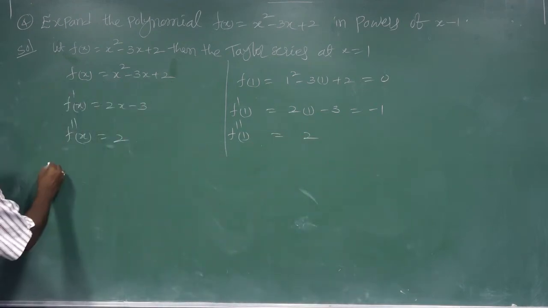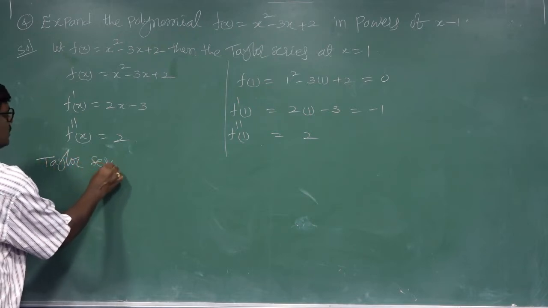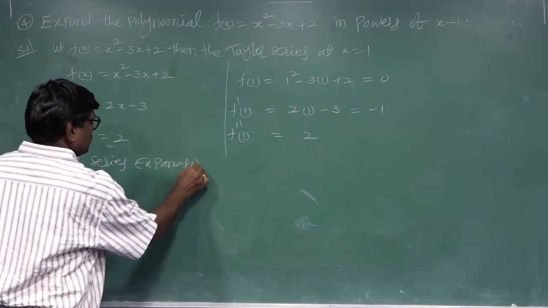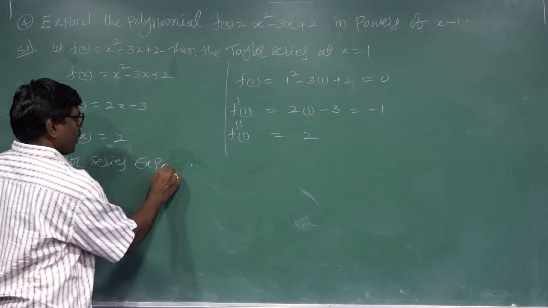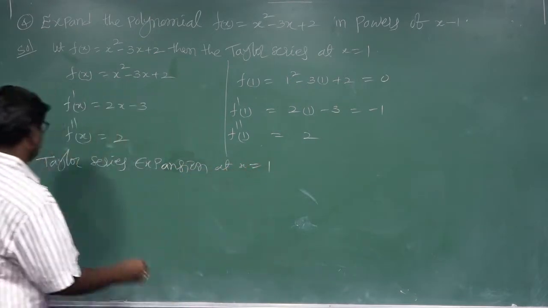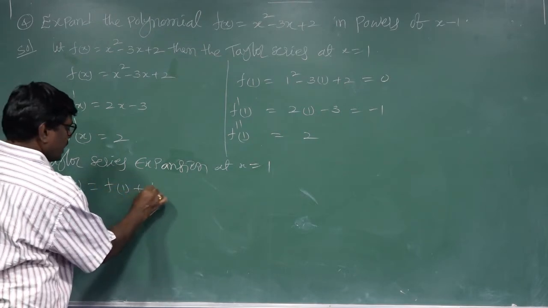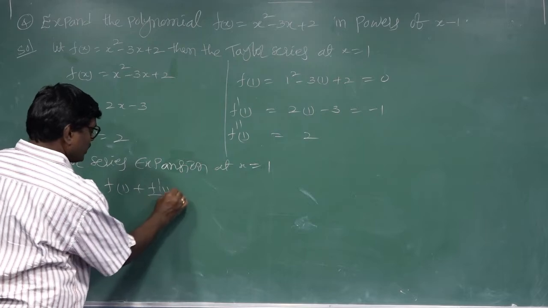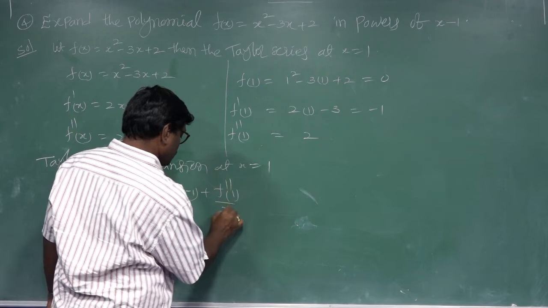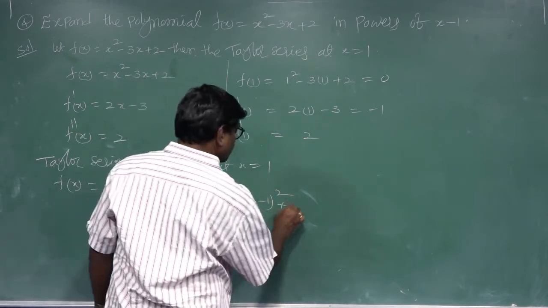Now, the Taylor series expansion at x = 1: f(x) = f(1) + f'(1)/1! (x − 1) + f''(1)/2! (x − 1)² + and so on.